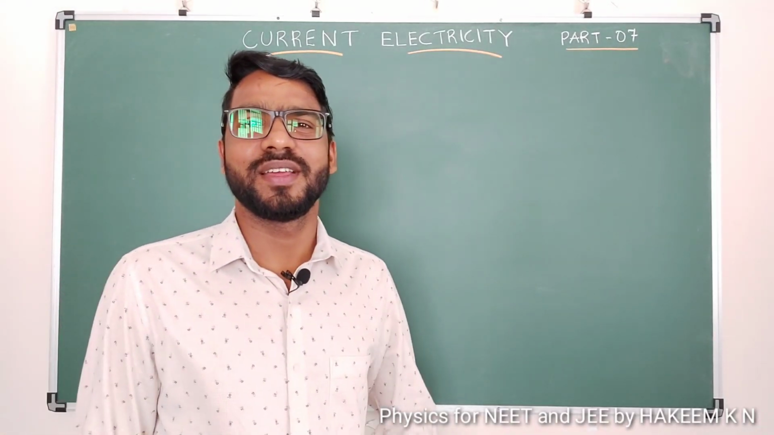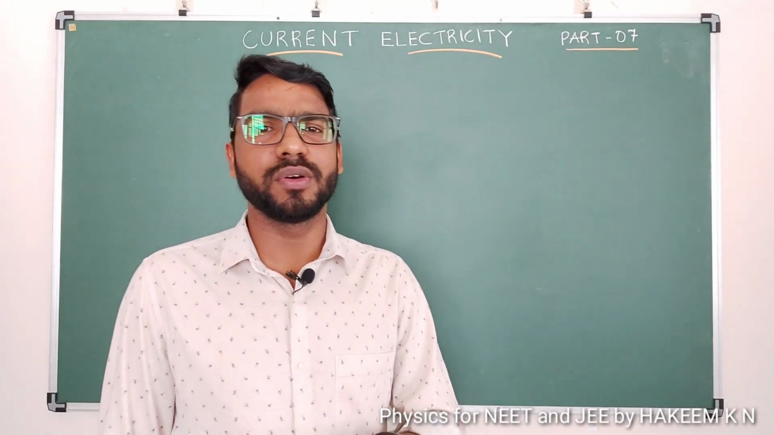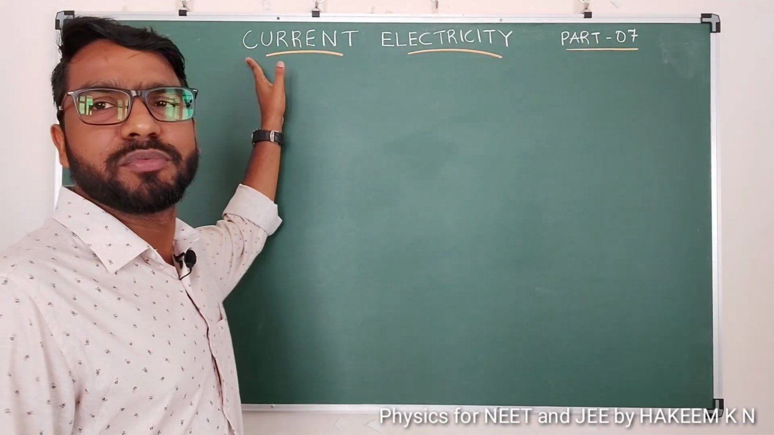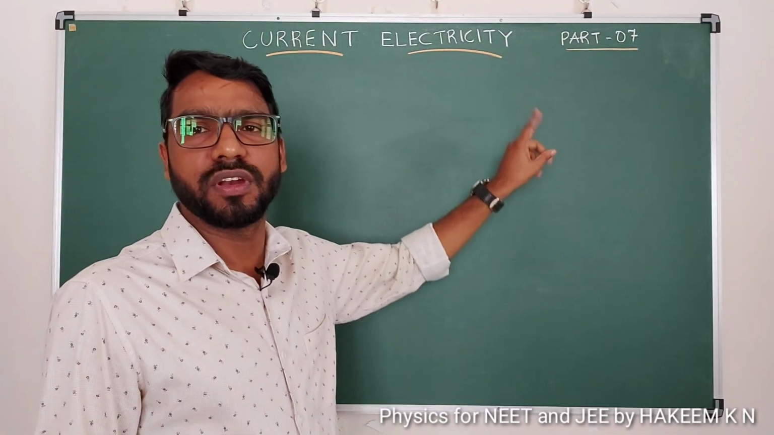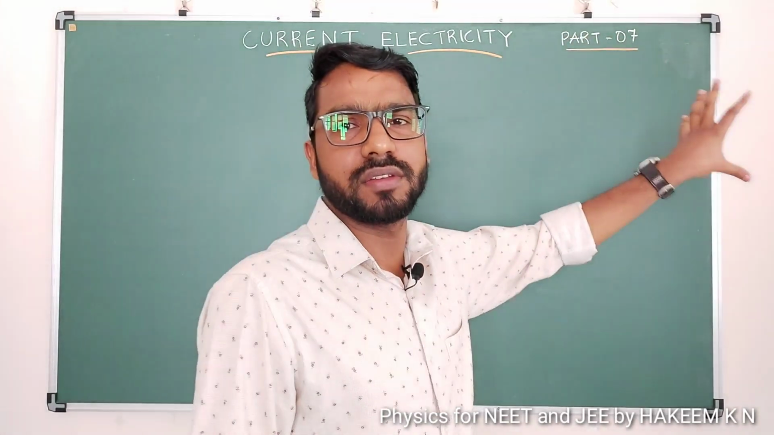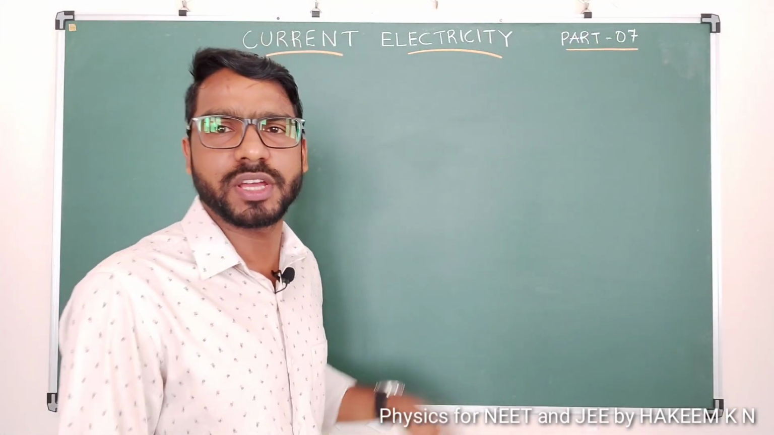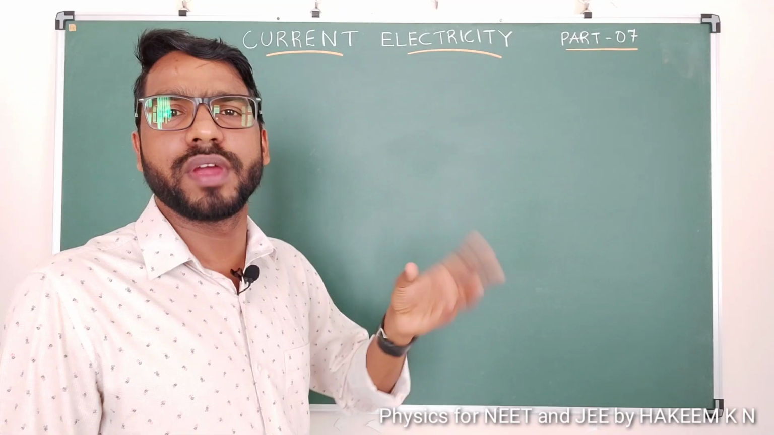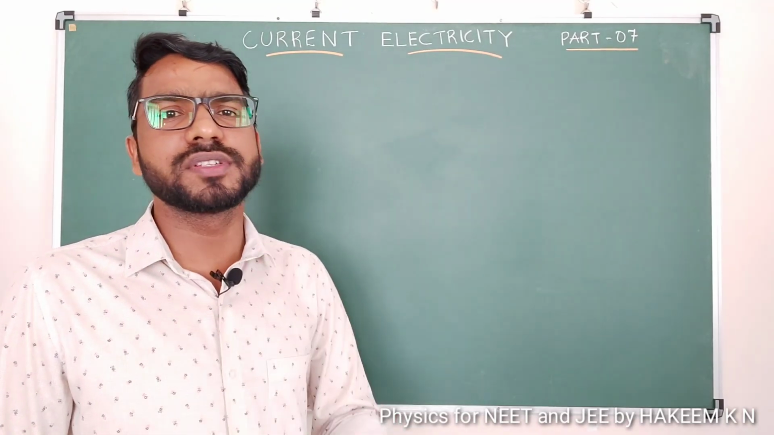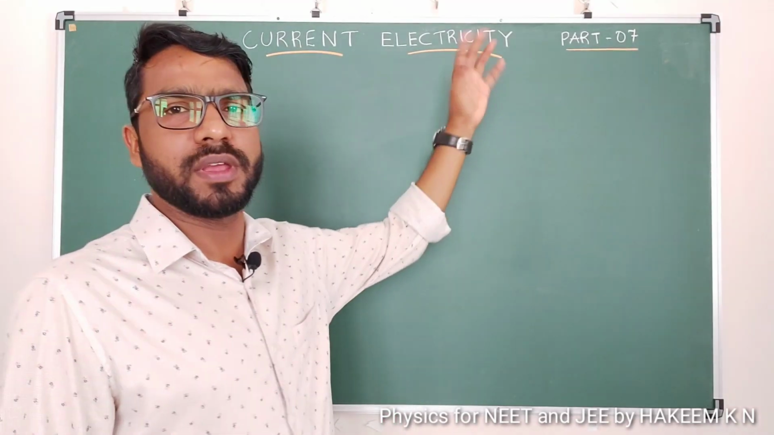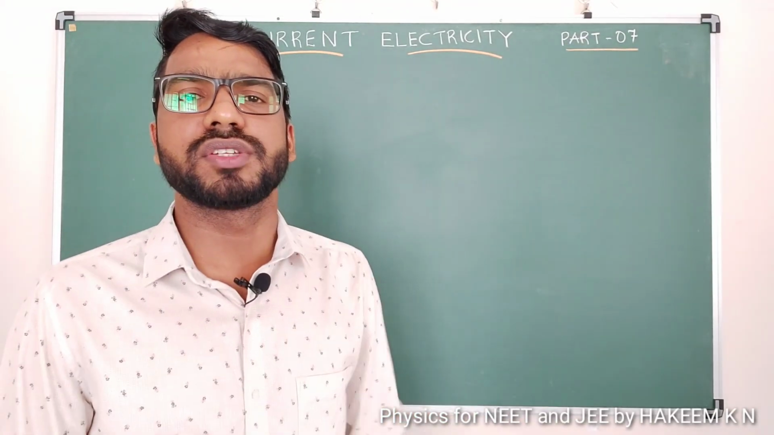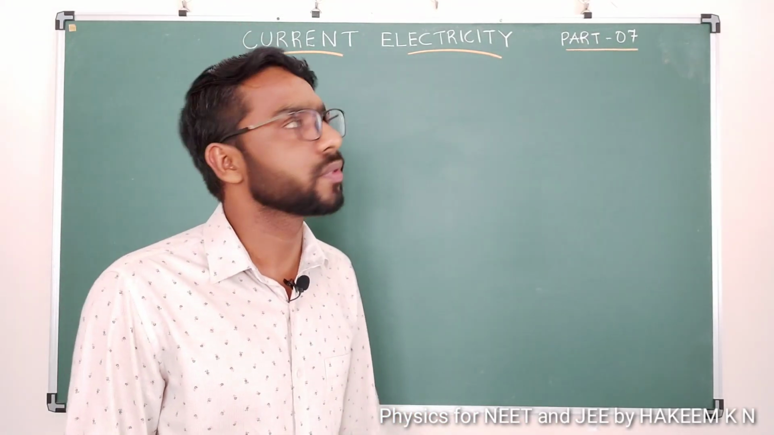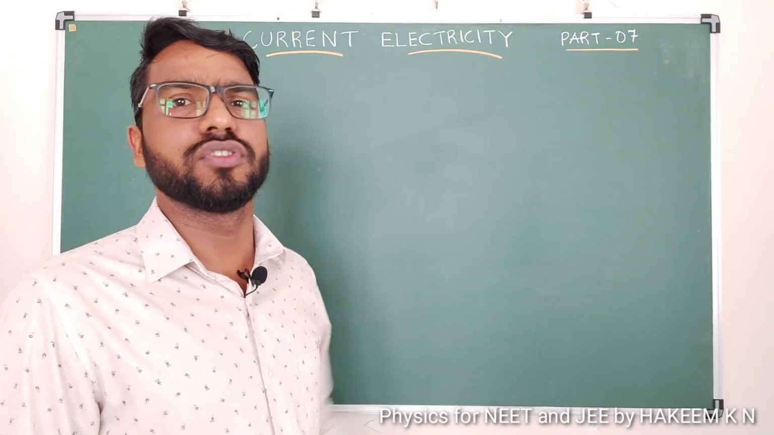Hi friends, welcome to a new video of the chapter current electricity, which is the most important chapter for NEET. It is the part 7 video lecture of the chapter. In this video lecture we are discussing combination of resistors 2. In the previous video lecture, part 6, we discussed the basics of combination of resistors. So we are directly going into the lecture.